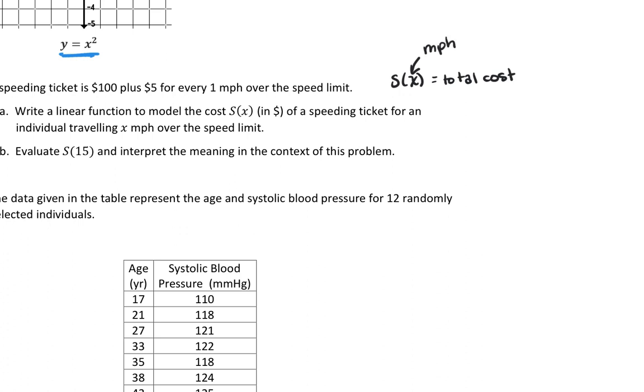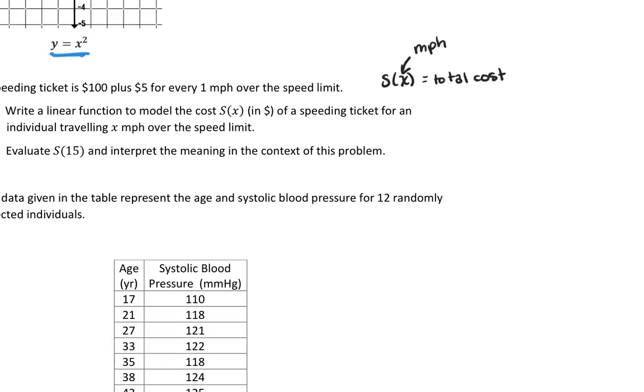So what do we know? We know that a speeding ticket is $100, plus it's $5 for every mile per hour we go over the speed limit. So we know essentially that $100 is a fixed cost. So that will be added to our rate regardless. And we know some rate.